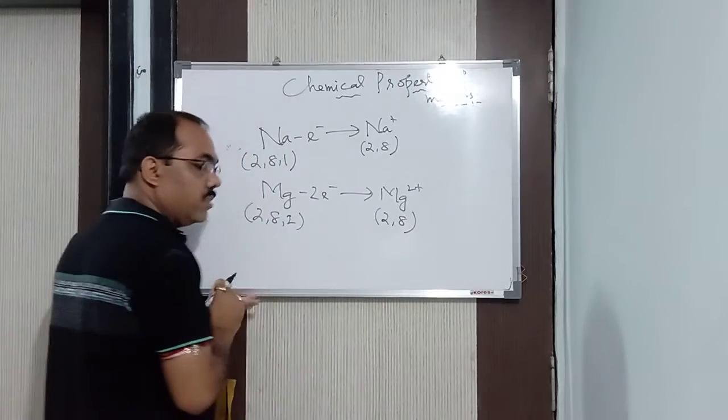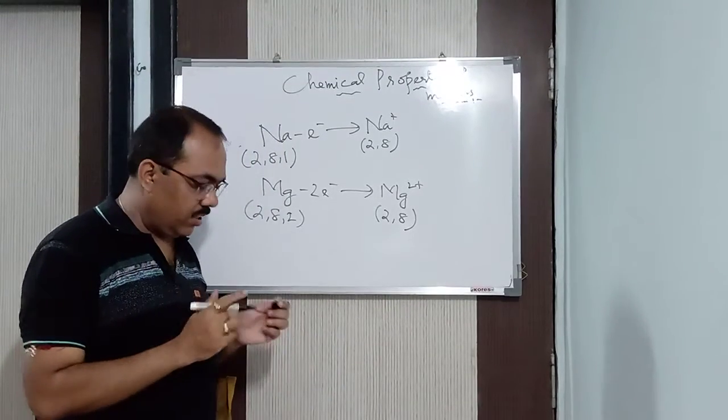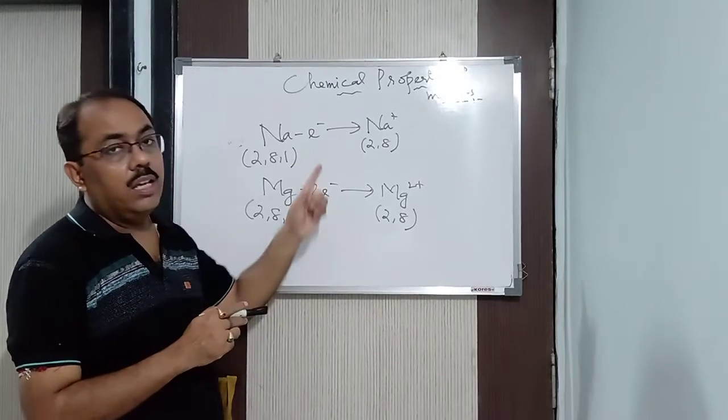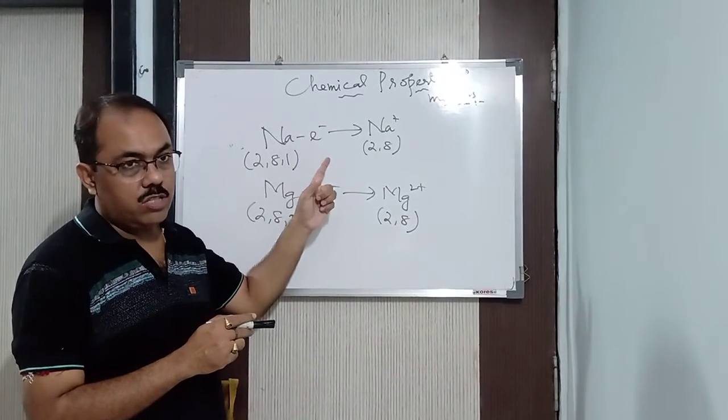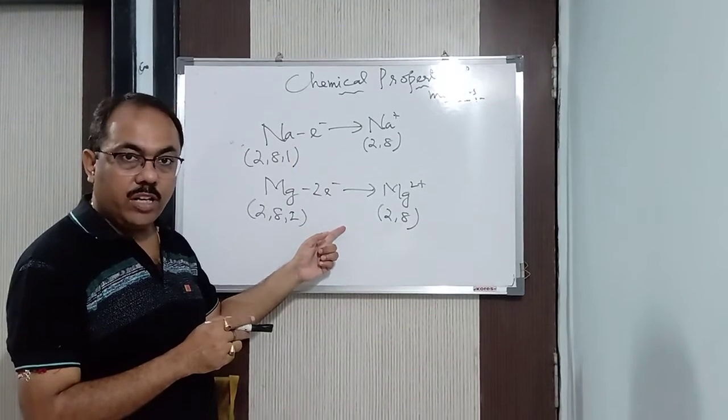Now I think you got it. Metals lose electrons to attain stable electronic configurations and hence they are said to be electropositive in nature. So metals are basically electropositive in nature. You got the idea.